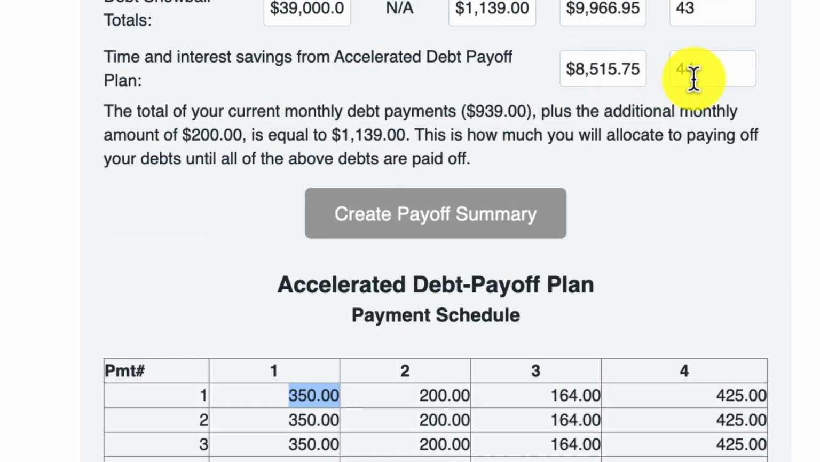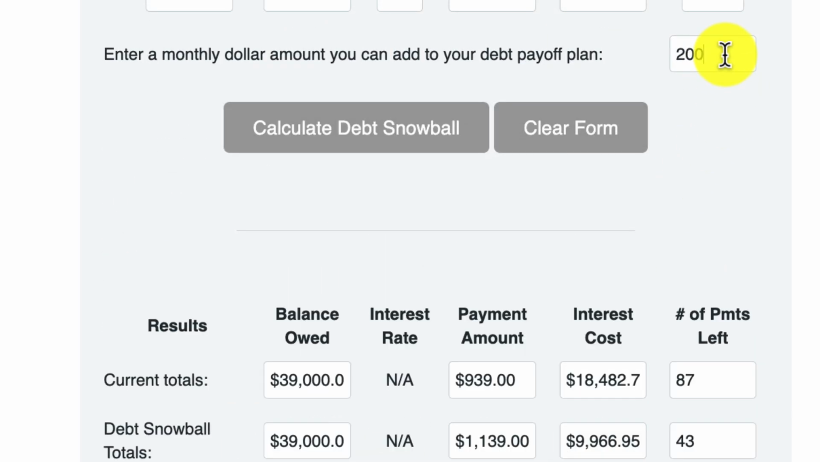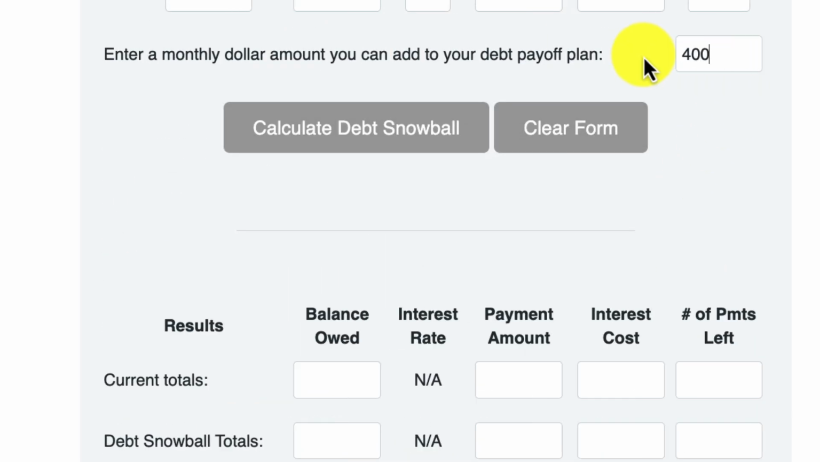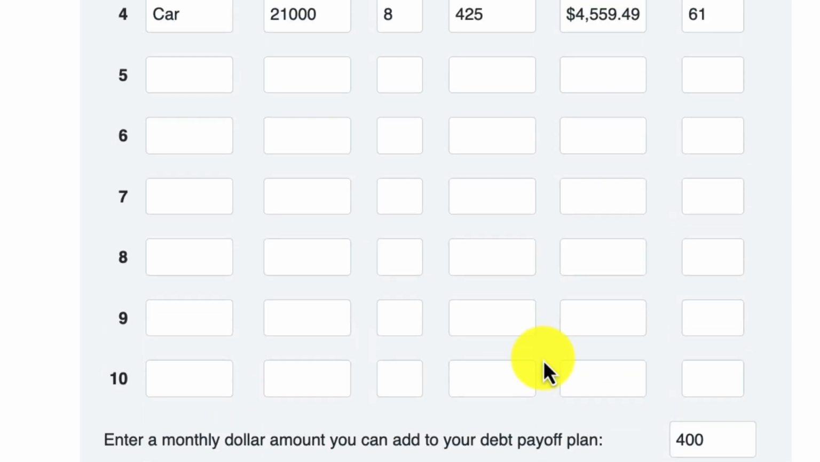And then you can quickly see the summary. So you can sit here and say, how much can I come up with? And trust me, this is a real motivating factor, because every time you type in another number and you click calculate, it's going to show you how much time and how much money you're going to save. And right here, how many years. So instead of 87 months, it's going to take 35 months. So that's it. It's that simple.